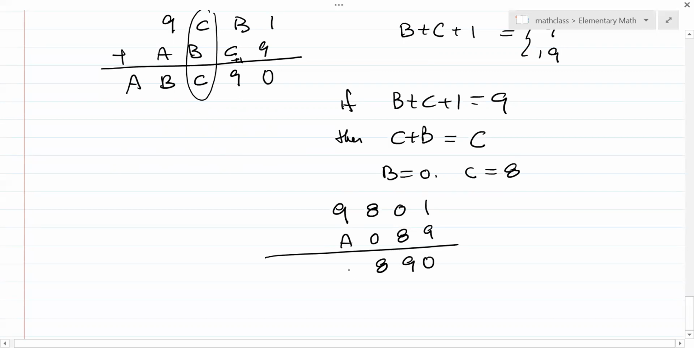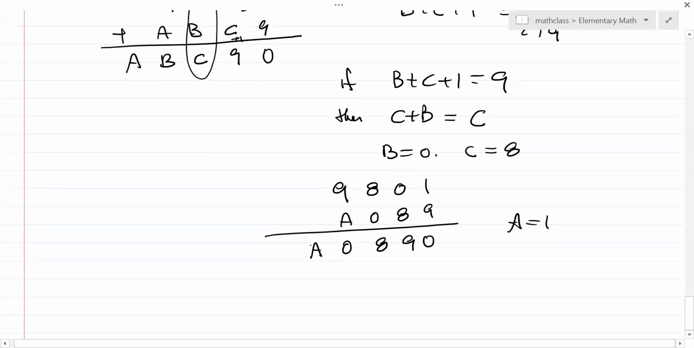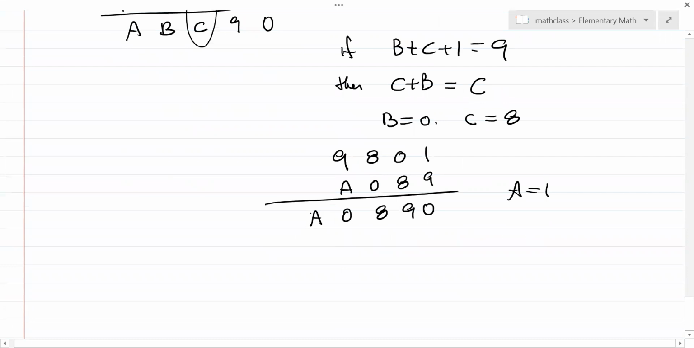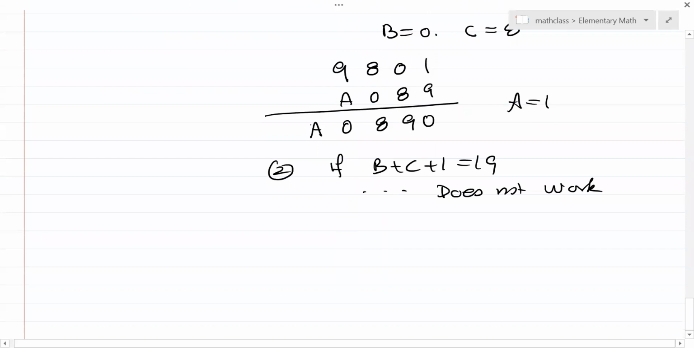Then already we know B is a 0, and then what is A? Because A is going to be 1, so clearly A should be equal to 1. Yeah, so that's it. That works. But if we try 19, 19 doesn't work, okay? So that's the first case. The second case, if B plus C plus 1 equals 19, does not work, okay? But you stop here, you already get a solution. So that's how we do that.